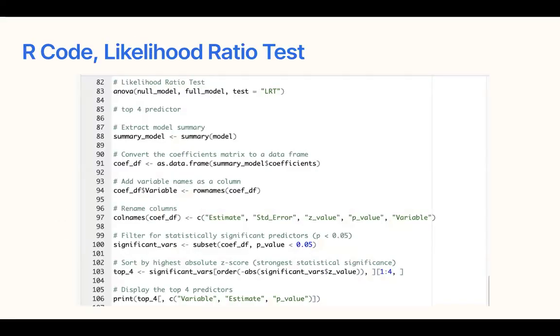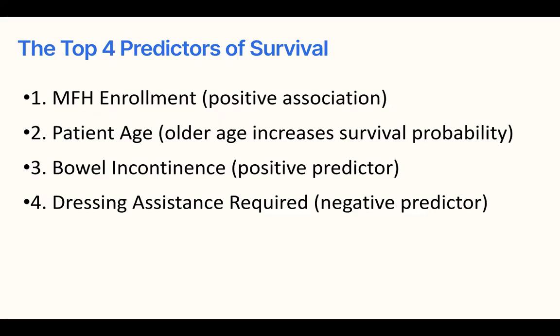And this is the R code that I used for the likelihood ratio test. So our top 4 predictors of survival first start off with the strongest positive, then go on to age. Older age slightly improves survival odds. Bowel incontinence is a positive indicator likely due to increased monitoring, and dressing disability is a strong negative predictor that indicates frailty.